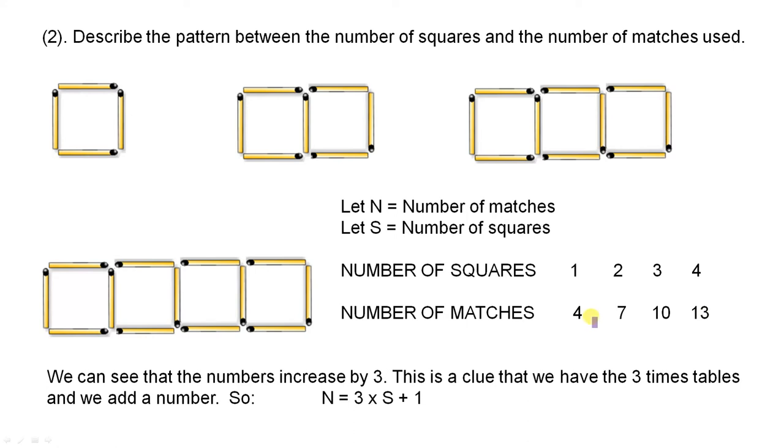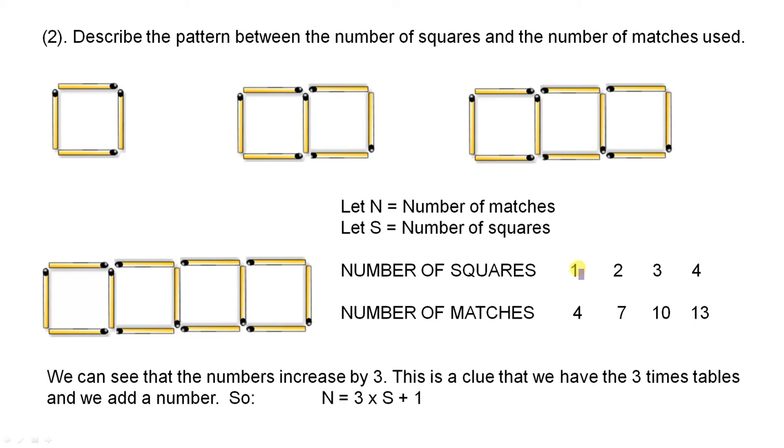Let's see if we can visualize a pattern. That goes up by 3, that goes up by 3, and that goes up by 3. So there's definitely a pattern. We can see that the numbers increase by 3. This is a clue that we have the 3 times tables and we add a number. So the number of matches will be 3 times the number of squares, and then we add 1. Let's see how that works.